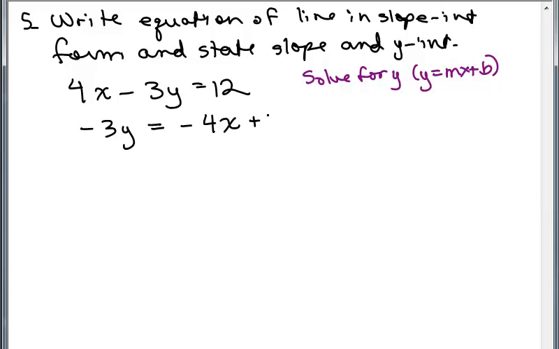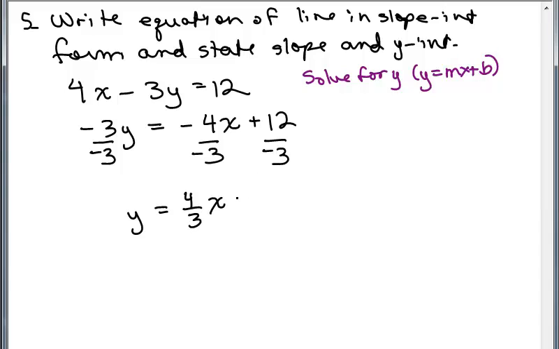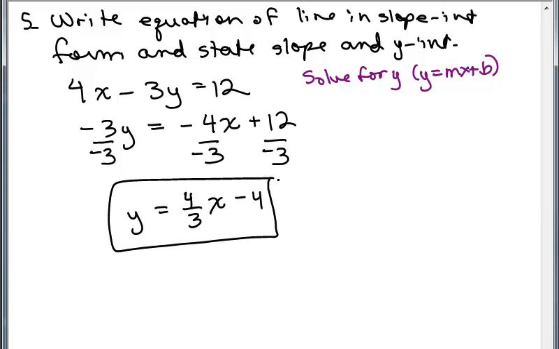So I have negative 4x plus 12 when I subtract 4x from both sides. And then we divide everything by negative 3 to solve for y. So this gives us 4/3 x plus negative 4, which is the same as minus 4. So there's our equation in slope-intercept form. So the y-intercept, remember, that means when you put in 0 for x, y would be negative 4. That is b, right? And the y-intercept is in the form 0, b.